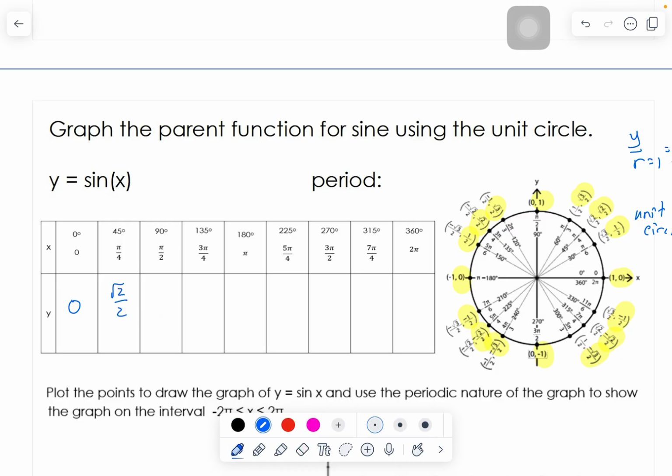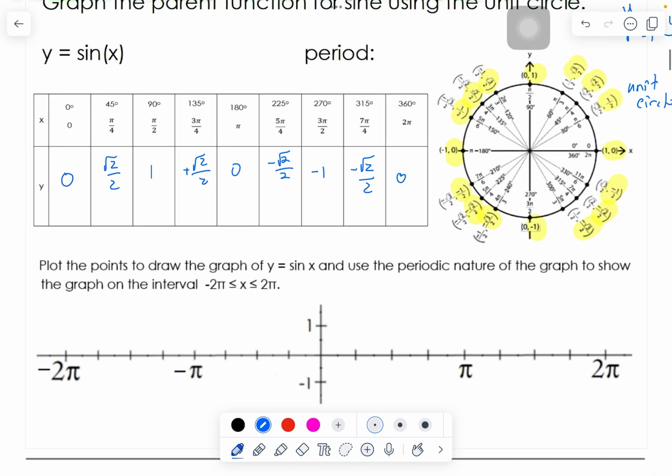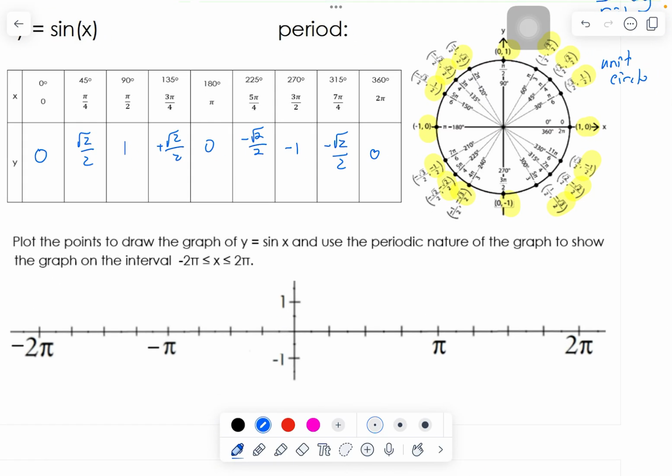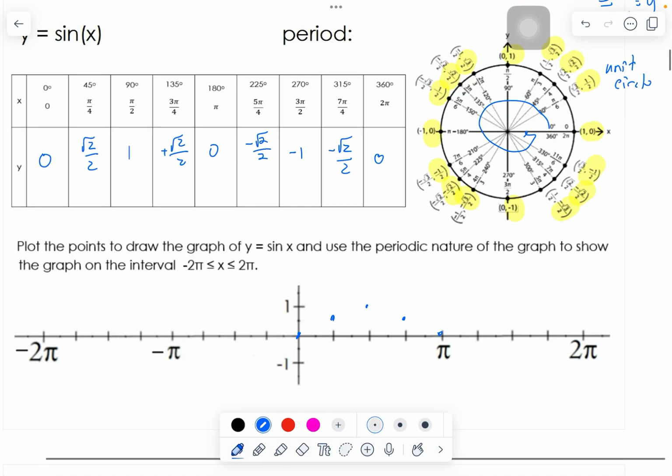Square root of 2 over 2, 1, negative square root of 2 over 2, positive square root of 2 over 2, 0. Now I'm finding these negative square roots of 2 over 2, -1, negative square roots of 2 over 2, and finally back up to 0. So when I go through and graph this, basically what I did is I went 1 full circle, and that's going to give me 1 full period of my graph.